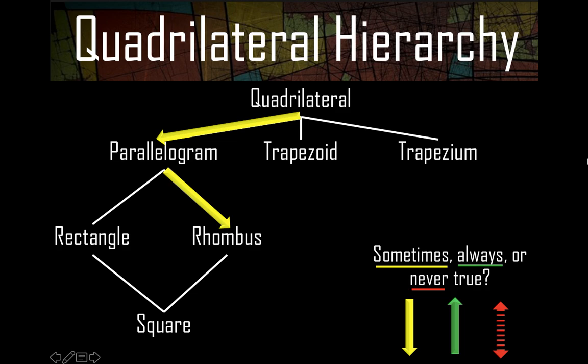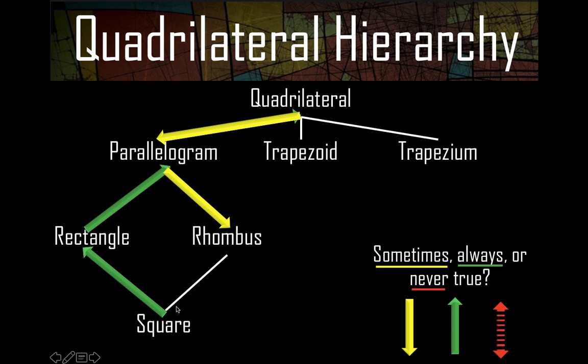So a quadrilateral is sometimes a parallelogram. It's also sometimes a trapezoid and sometimes a trapezium. Okay? So we're talking about how we can figure out which is which. So a quadrilateral is sometimes a parallelogram. It's also sometimes a trapezium and sometimes a trapezoid. A parallelogram is sometimes a rhombus. Let's see where our green arrow takes us.